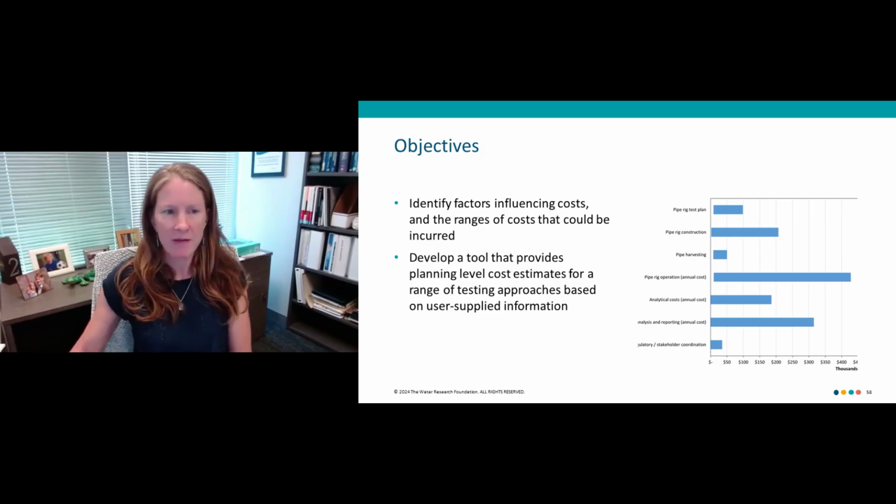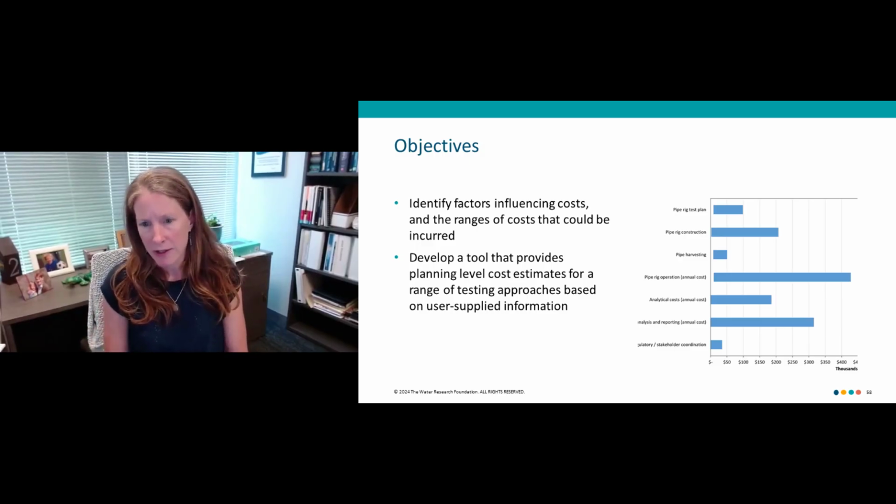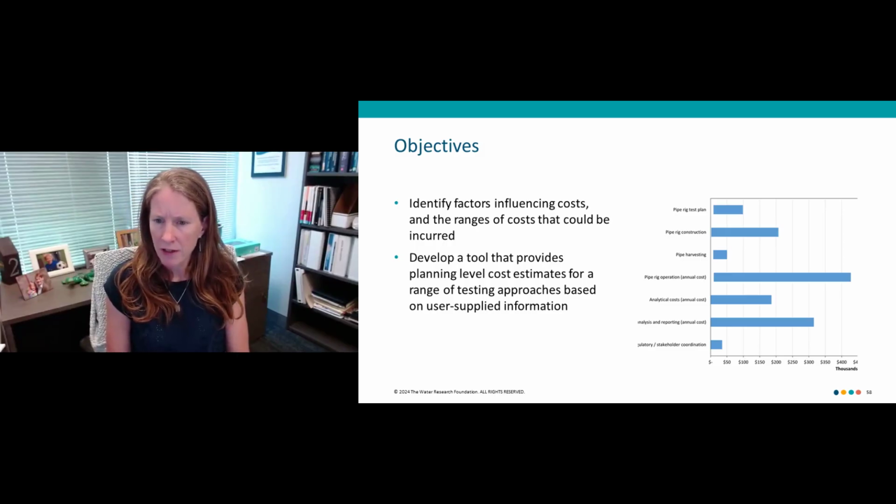Okay, perfect. So if you look at the graph on the right, I want to highlight a couple of things. You can see that for each of the different cost components for pipe rig testing, the cost can range a lot from system to system. This is an illustration of the range of costs that we identified from a literature review, from our team experience, and in the participating utilities in the case studies.